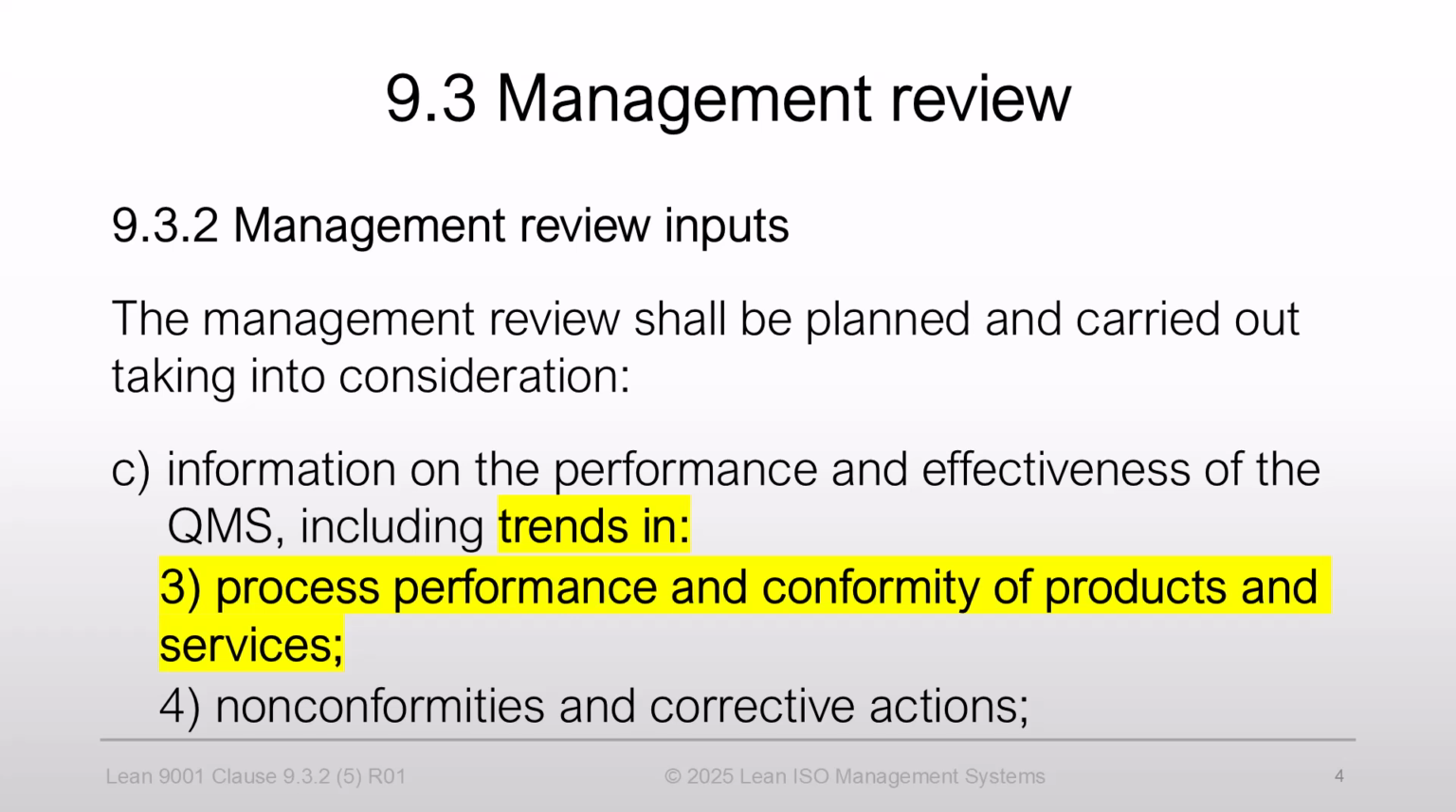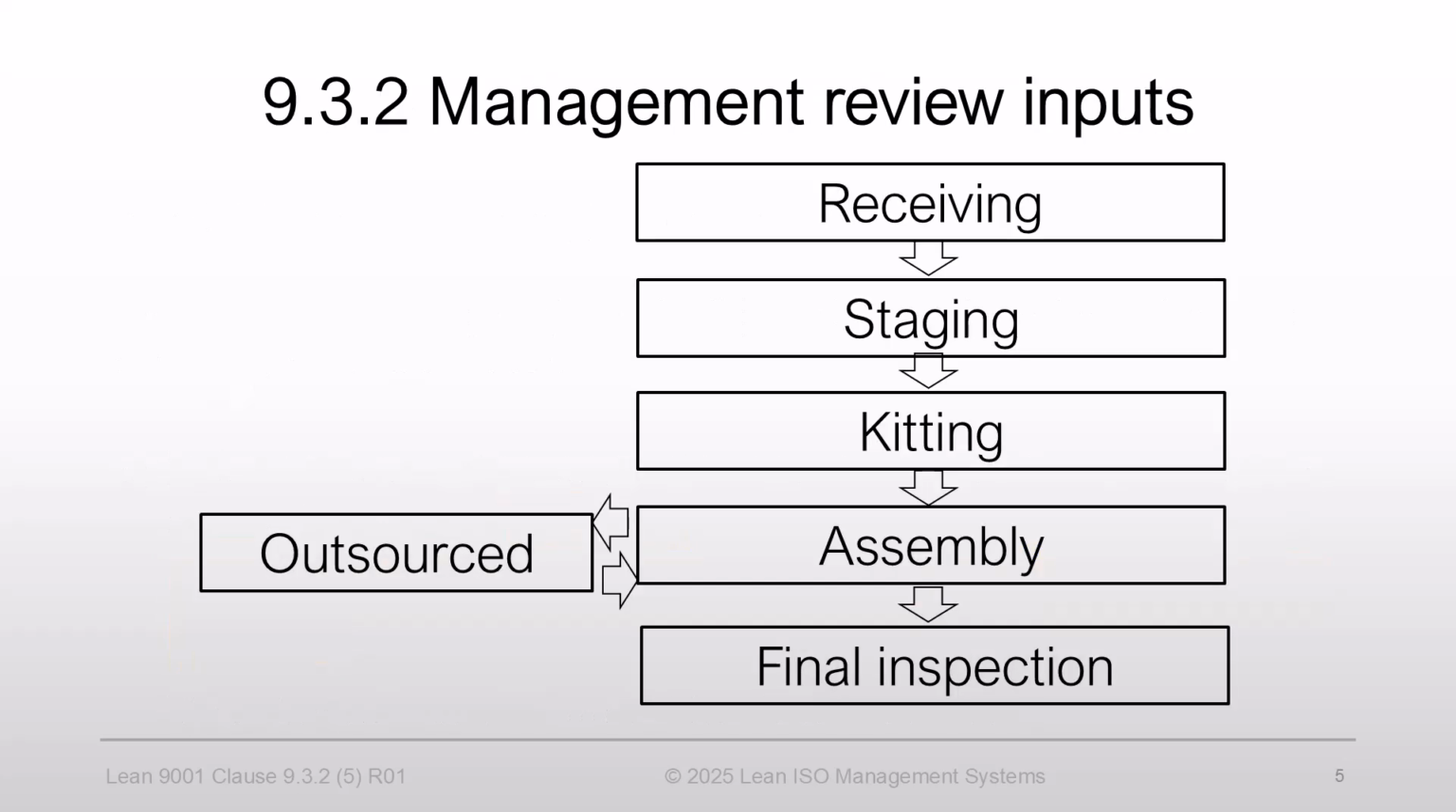Today, we're moving on to trends in process performance and the conformity of products and services. This may seem like a chore. We have multiple product lines, each with numerous operations. What do we measure and report? Let's take a look at an example to see how we determine what's important. Let's say we have a product line that includes receiving, staging, kitting, assembly with outsourced operations, final inspection, etc. What measurements in this block diagram are essential to report?